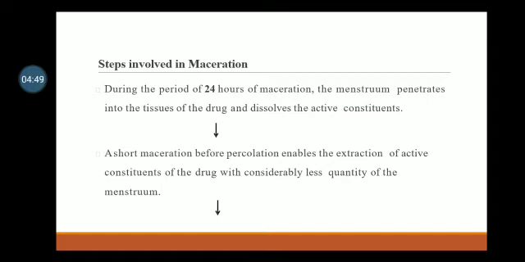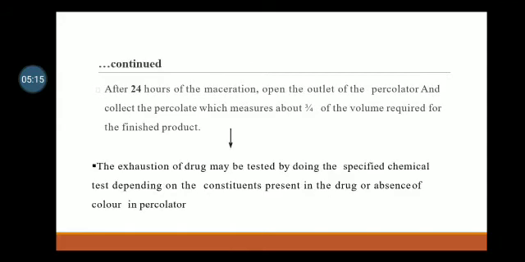Steps involved in maceration. During the period of 24 hours of maceration, the menstruum penetrates into the tissues of the drug and dissolves the active constituents. A short maceration before percolation enables the extraction of active constituents of the drug with considerably less quantity of the menstruum. After 24 hours of maceration, open the outlet of the percolator and collect the percolate, which measures about 3/4 of the volume required for the finished product.